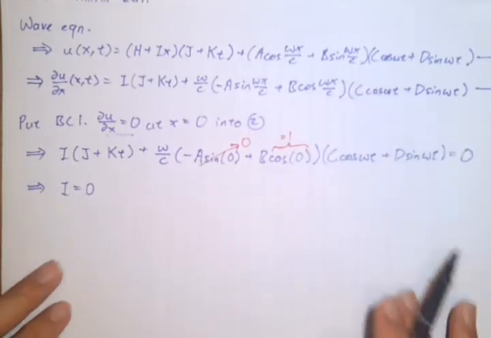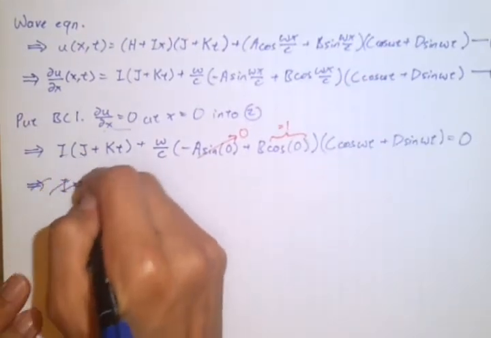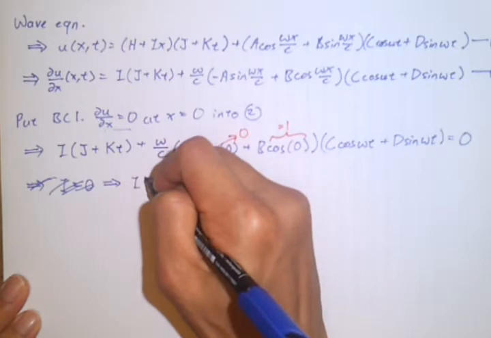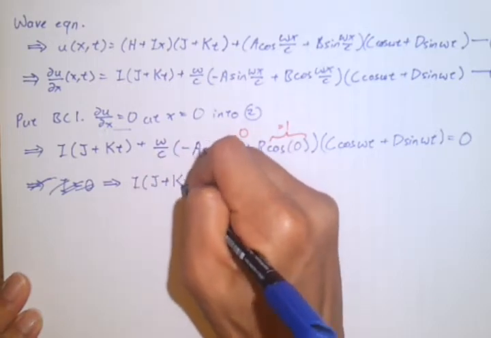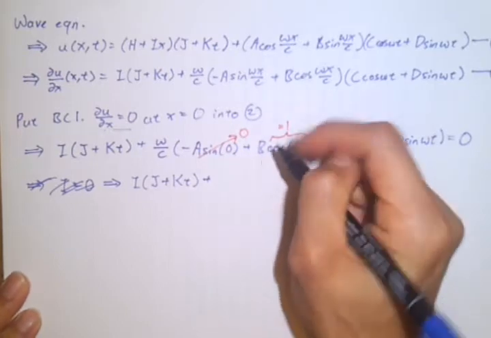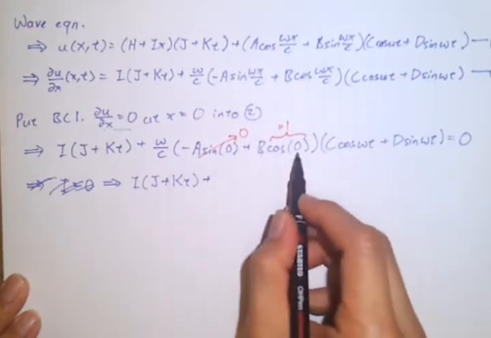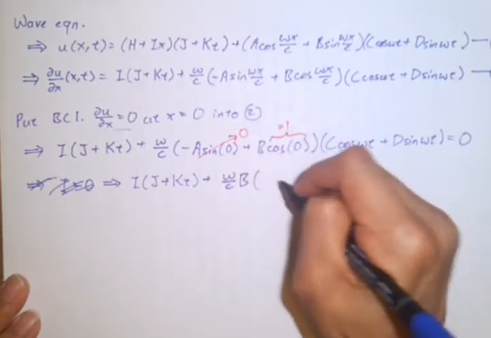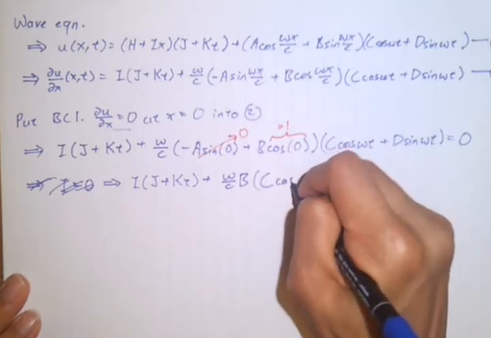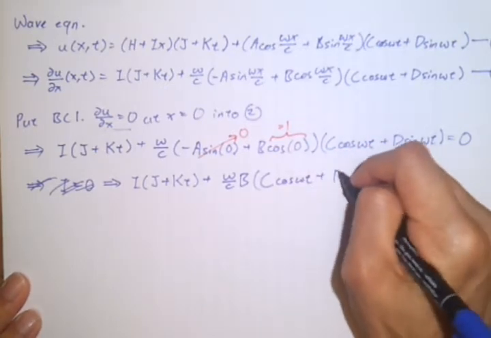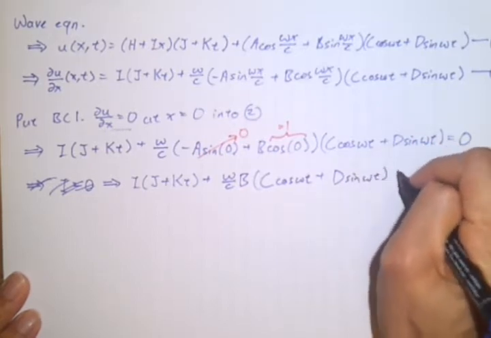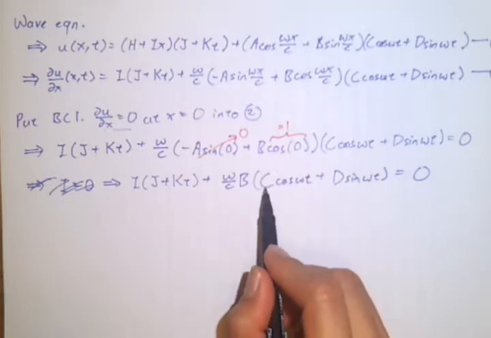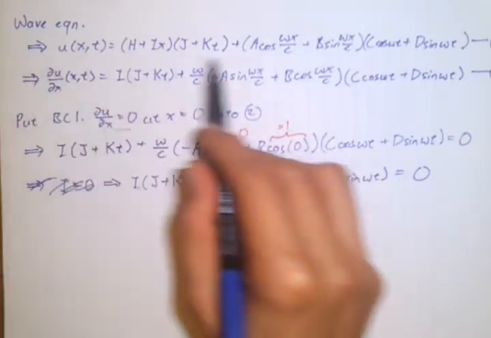Maybe I'll help you to see better first. Let me simplify from here first. So this just means I times j plus kt plus, so this is 0, this is just b times 1, so this is omega over c times b times C cos omega t plus D sine omega t must be equal to 0. So remember this small c and this big C are different. The big C is a constant that comes from your general equation.